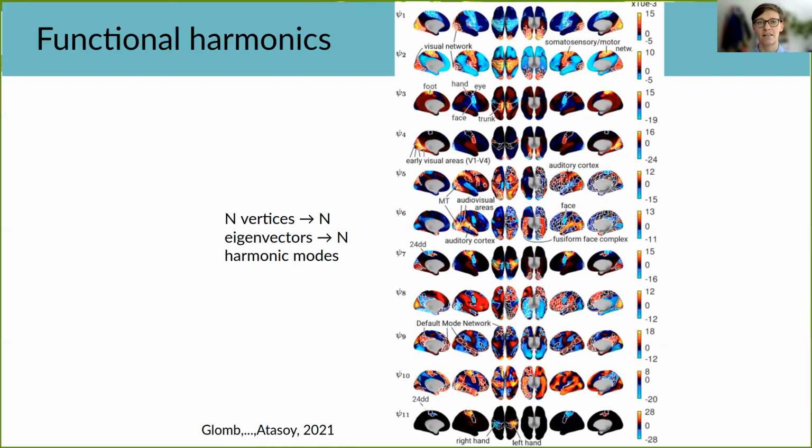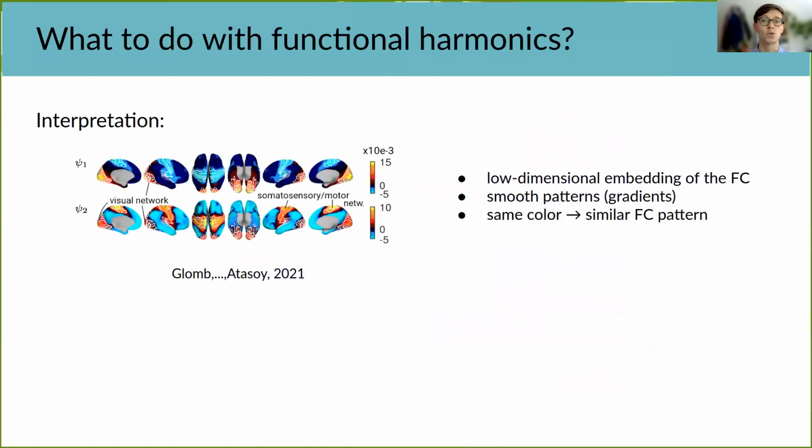However, I still think that analyzing and trying to understand the things that the first few of these functional harmonics can tell us about cortical functional organization is very interesting. Okay, so what can we do with these functional harmonics?